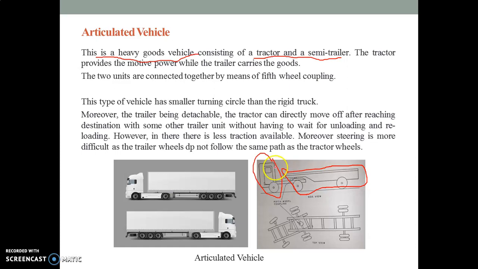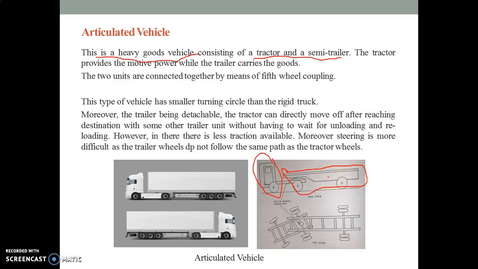The first unit is called the tractor unit and the second unit is called the trailer unit. The tractor unit acts as a horse to pull the trailer unit, which is a carrier for load, and the trailer is partially superimposed on the tractor, which carries an appreciable part of the trailer weight.